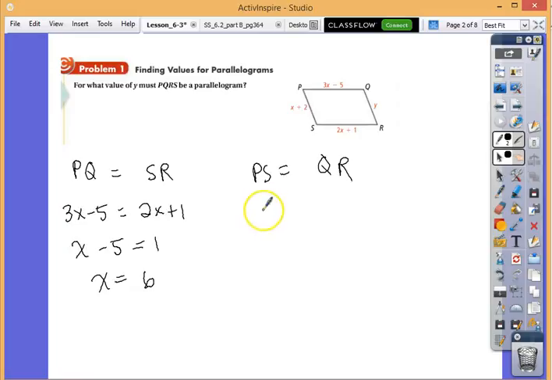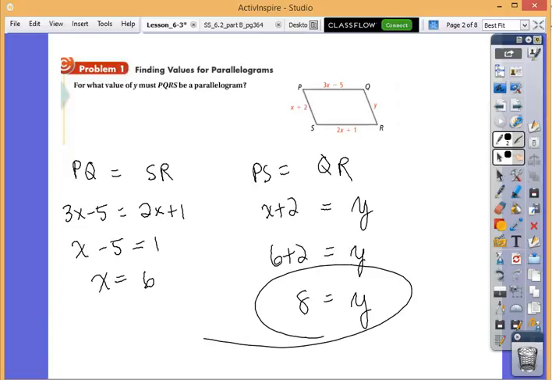Knowing that x is 6, x plus 2 is equal to y. So 6 plus 2 is equal to 8. So the answer to the question is y is equal to 8. y has to be 8 to be able to say for sure that this figure is a parallelogram, because it can't be a parallelogram without both pairs of opposite sides being congruent. Everybody okay with that? Any questions about what I did?